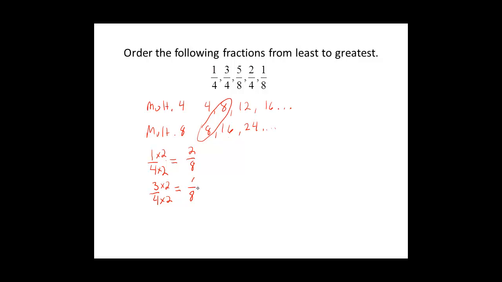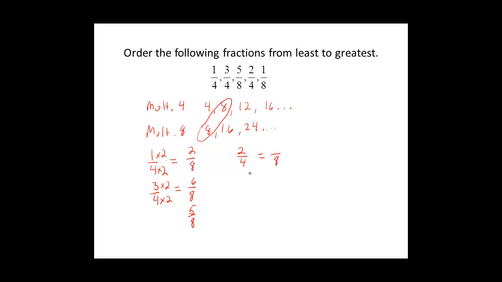3 times 2 is 6. So 6/8 is the same thing as 3/4. 5/8 is already written with a denominator of 8. Now we will write the number 2/4 with a denominator of 8.